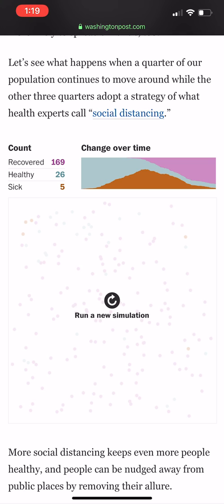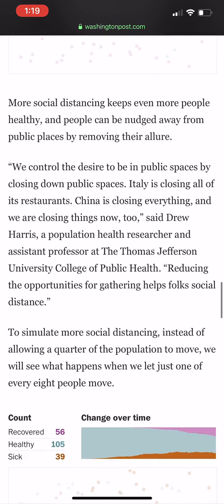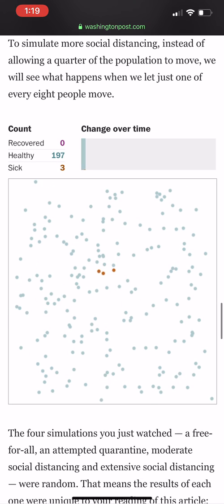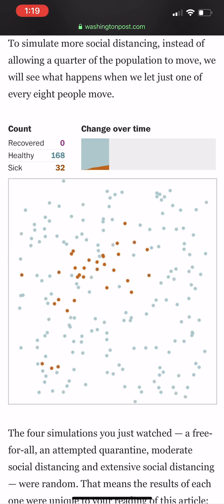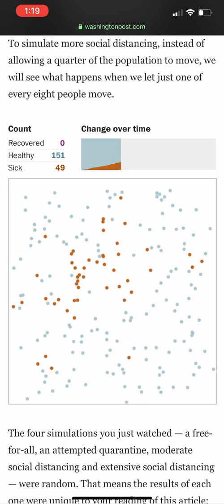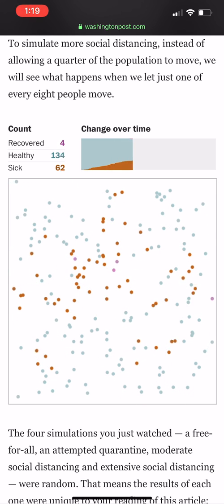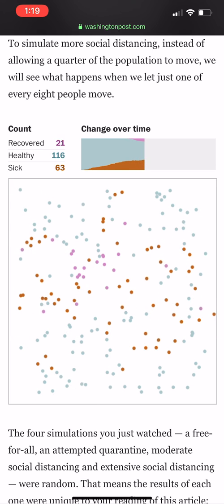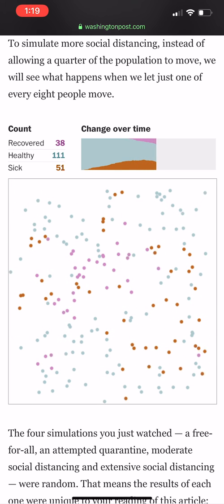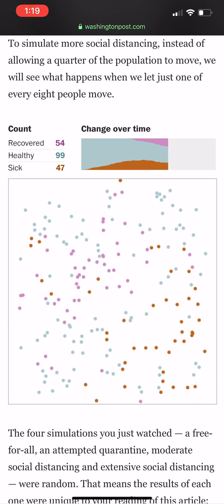The last one now I'm going to show you is going to be 1/8, which is 1/2 of 1/4. So this would be now if only 25 people moved and the other 175 people stayed in place. So most people are staying healthy. The sick people are still getting other people sick. People are recovering. But look at all of the blue dots on the screen.